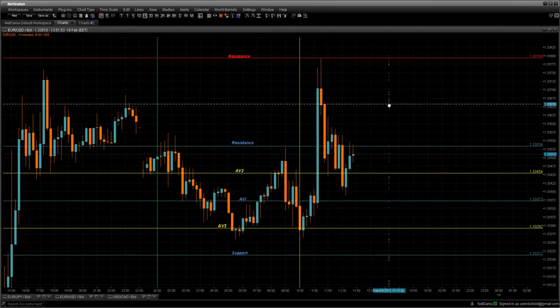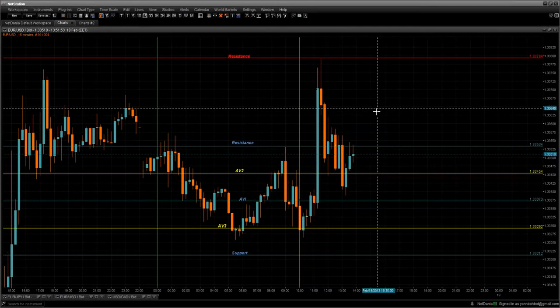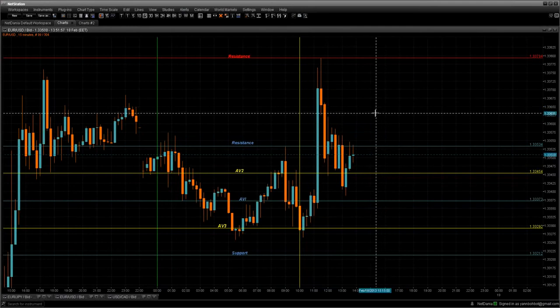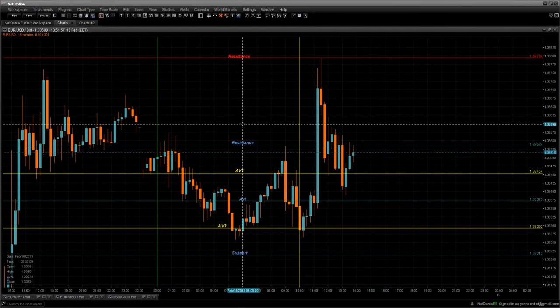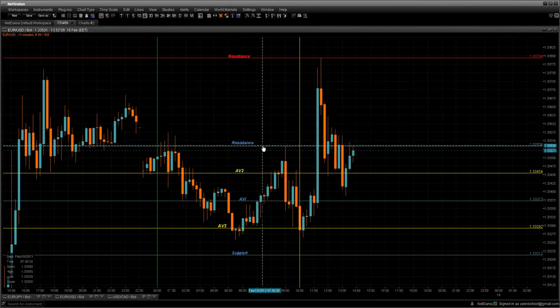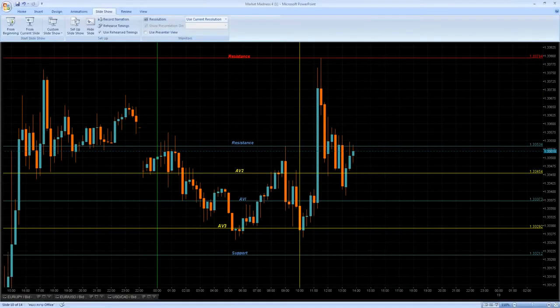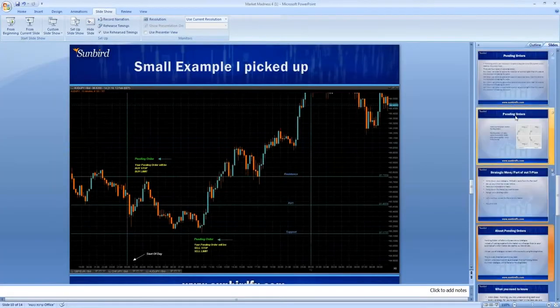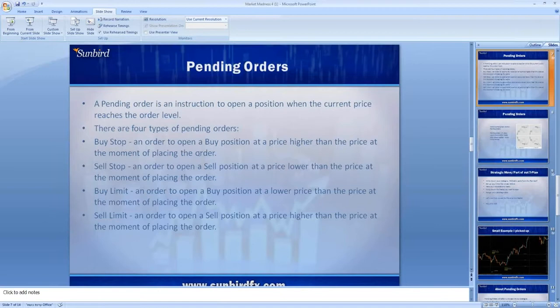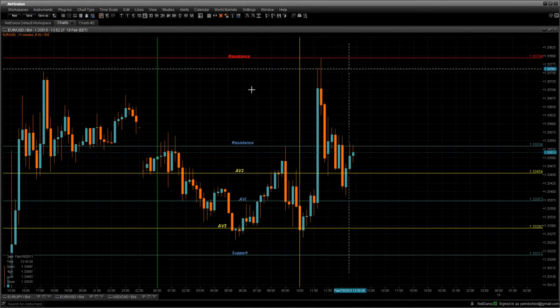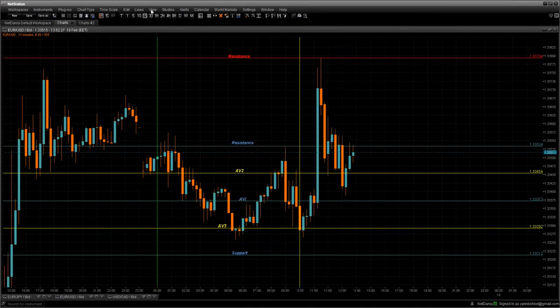Now, how do we put pending orders? Okay, we want to put a few pending orders, let's say. So let's start with the SNR strategy. Okay, what does it need to break? It needs to break either resistance or support. So again, let's review. I'm just gonna go back up. Okay. Buy stop. Buy stop is an order to open a buy position at a price higher than the price at the moment of placing the order, meaning that if it breaks through my resistance, it's a buy stop. So let's put a buy stop.